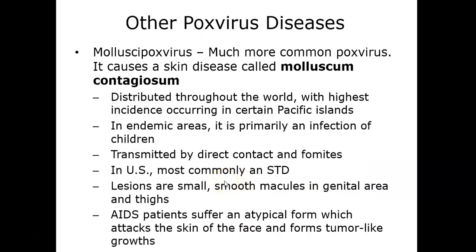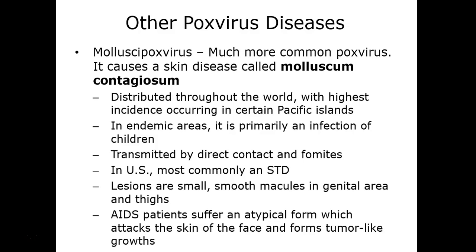There are other pox virus diseases that we often talk about. One of the big ones is the molluscus pox virus, which causes molluscum contagiosum. That's a mouthful. Molluscum contagiosum is significant because it's distributed throughout the world. Highest incidence is usually on the Pacific Islands, and in areas where it's constantly present or prevalent in the population, it's an infection of children. There is direct contact, and there is also fomite contact from inanimate objects.